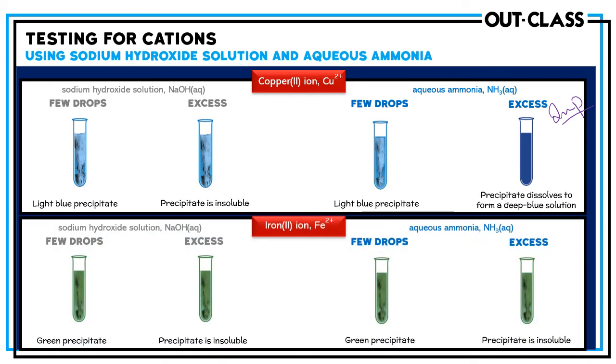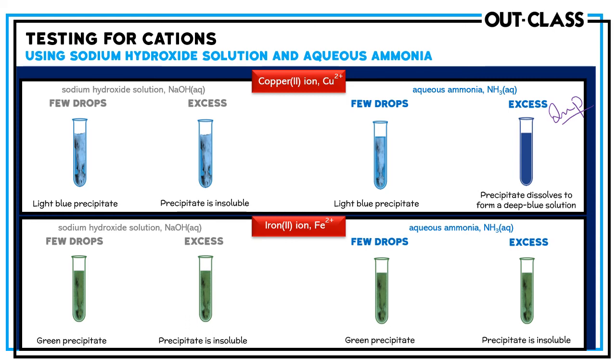Okay, iron 2. Now, iron 2 salts are generally pale green. Iron 2 salt solution भी pale green होते हैं. But when you add few drops of sodium hydroxide to a salt solution containing iron 2 ion, we will see a green precipitate, and the precipitate remains insoluble in excess of sodium hydroxide. Similarly, it forms green precipitate with aqueous ammonia which remains insoluble in excess of aqueous ammonia. Iron के precipitate याद रखें, they are insoluble in both sodium hydroxide and aqueous ammonia. Iron 2 के भी, iron 3 के भी.